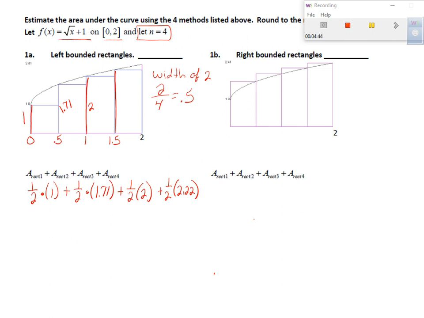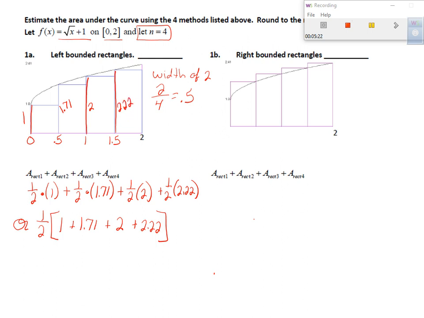Now guys, we're just going to run that through a calculator. I'm going to take my 1/2 times 1 plus 1/2 times 1.71 plus 1/2 of 2 and 1/2 of 2.22. While I'm here though, I'm going to mention I could have also factored out a 1/2 here because they each have a 1/2. And then notice what I have. I have the height of the first rectangle on the left, plus the height of the second rectangle, plus the height of rectangle number 3, plus the height of rectangle number 4. So there's another way that I could have written that.